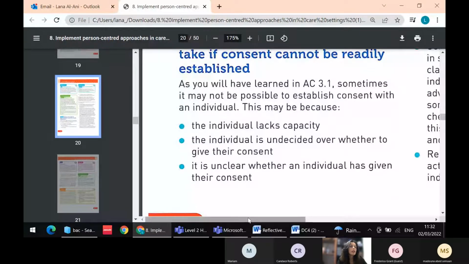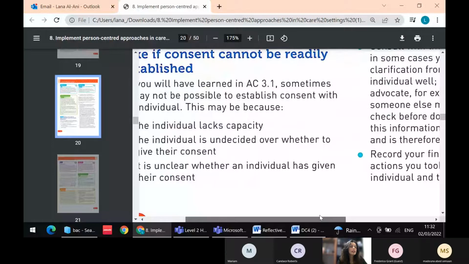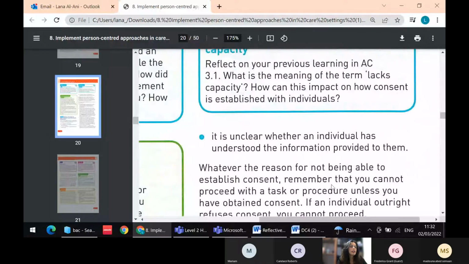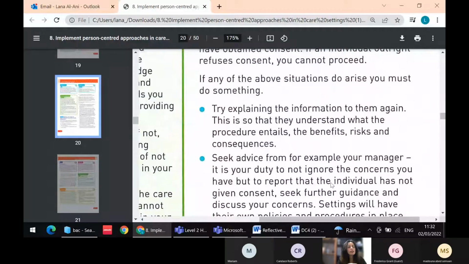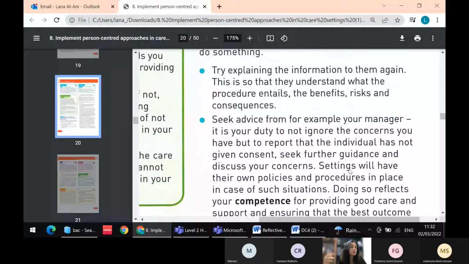You need to speak to the client and explain to them the consequences of not having this consent, what's the benefit, what's the risk, what you can do for them. So you explain everything to the client. Then if the client still doesn't respond, you seek advice from your manager, from your duty manager, from your supervisor.